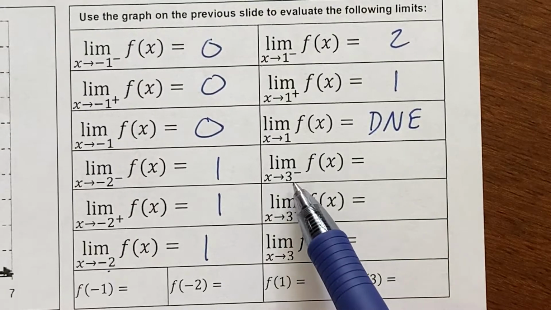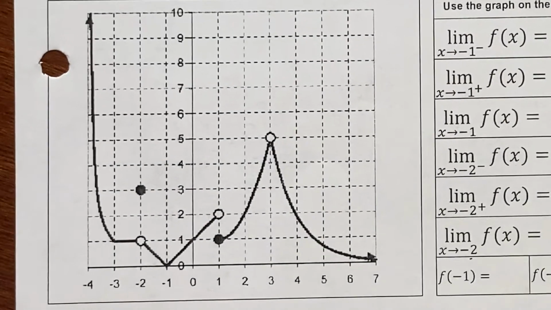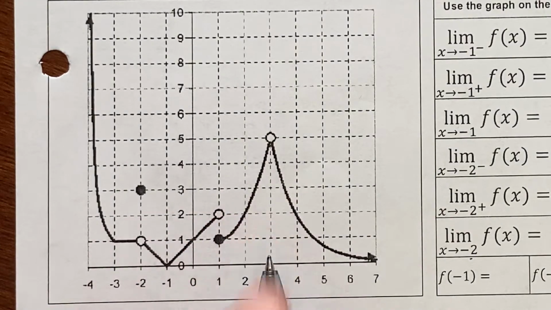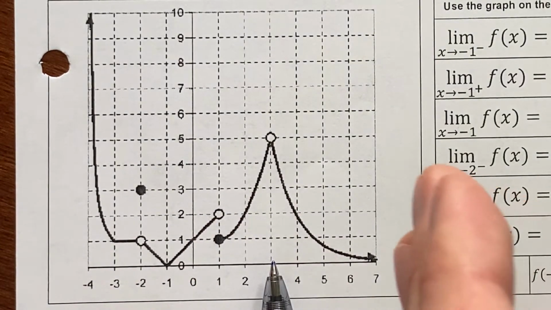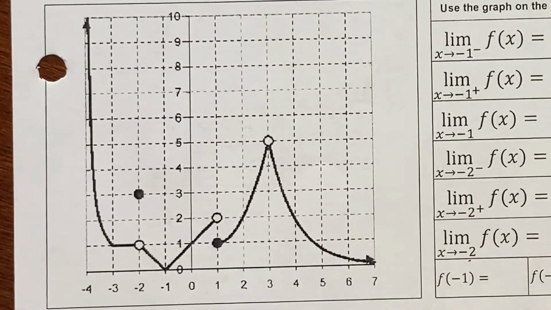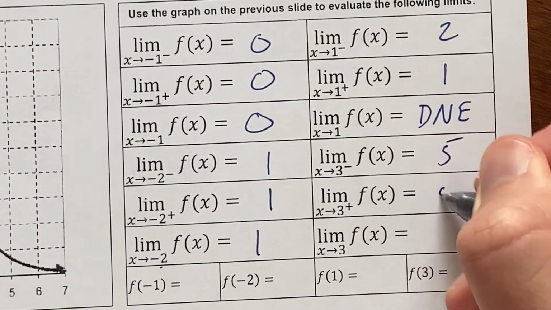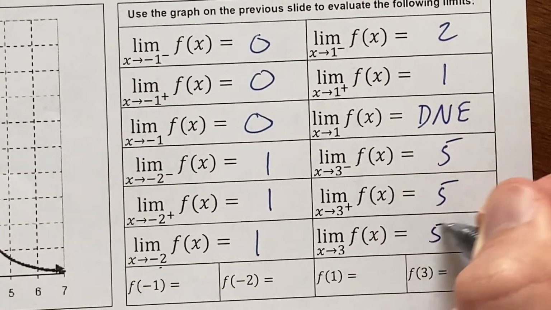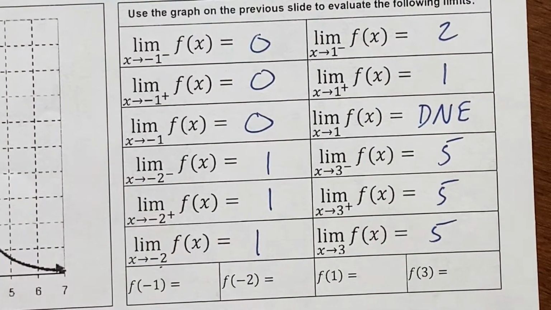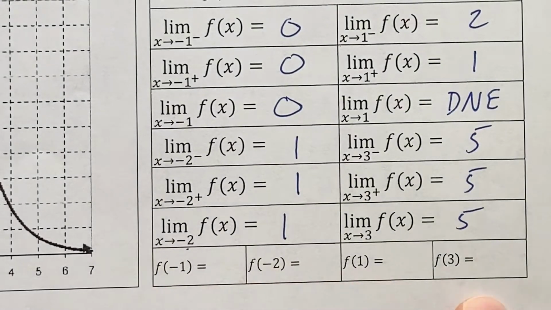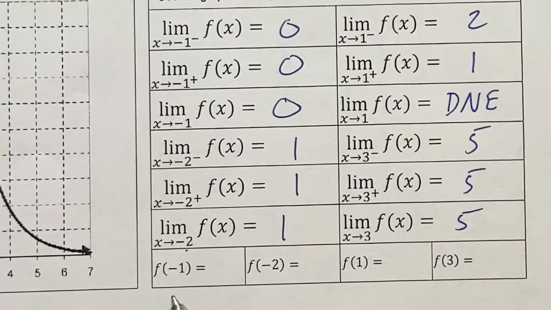Let's look at 3. So as x approaches 3 from the left, looks like it's getting close to 5 up there. As we're coming from the right, looks like we're getting close to 5 up there. So from the left is 5, from the right is 5. That means that my limit would be 5. And then at the bottom of each of these, I put f of -1, f of -2, 1, and 3, just so that you can plug it in.